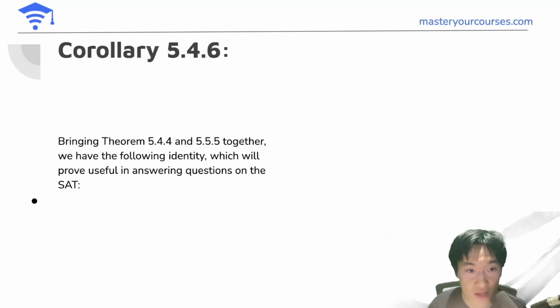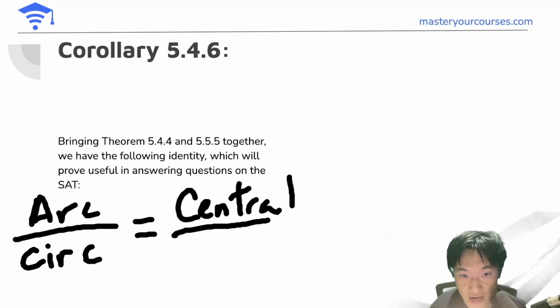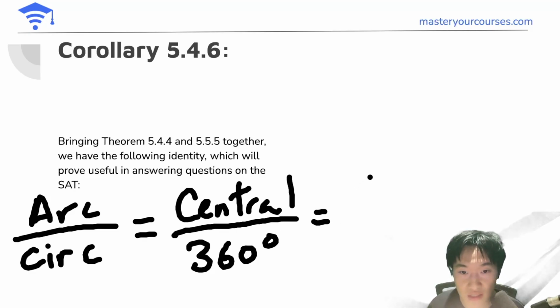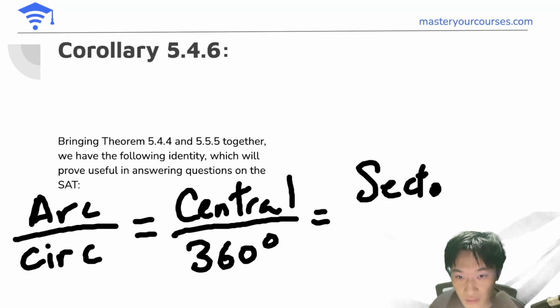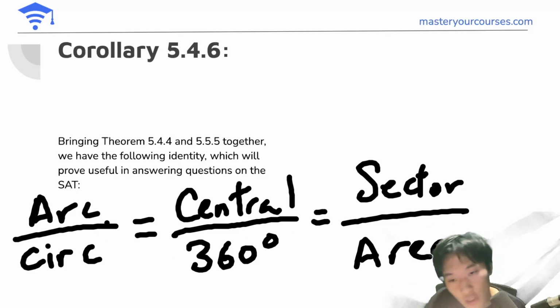We can say that the arc length divided by the circumference, this ratio is exactly equal to the central angle divided by the entire 360 degrees. And this is also equal to the sector area divided by the entire area of the circle. So now you have three identities all equating each other. It's like a puzzle where if you know one thing, you can derive a lot of other things because you have this chained equality.